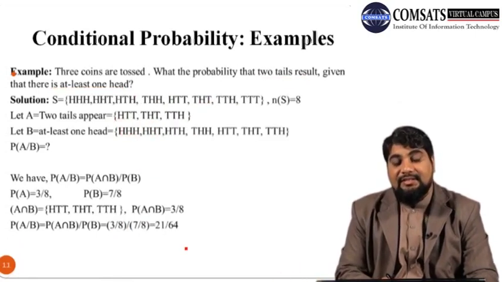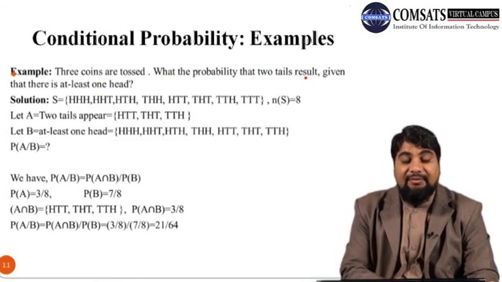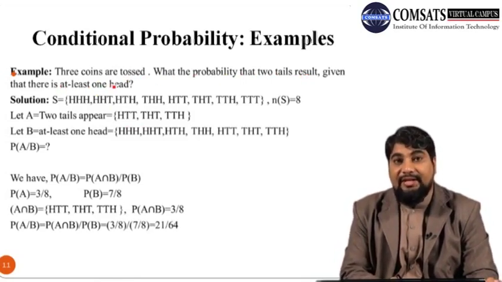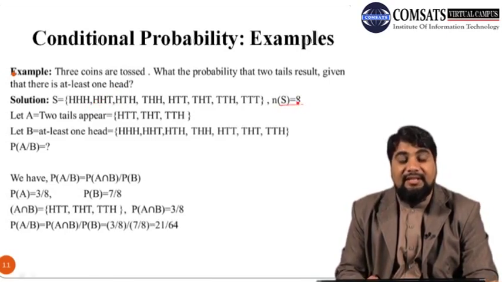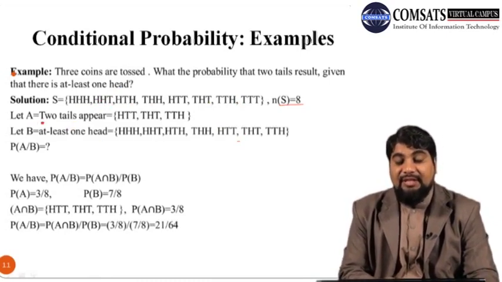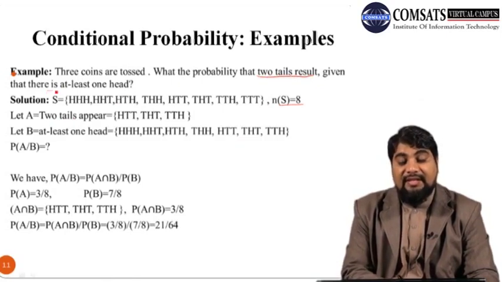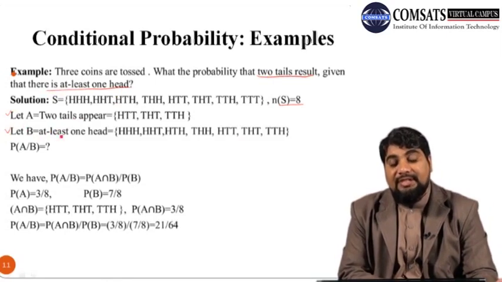So let us discuss another example. Three coins are tossed. What is the probability that two tails result given that there is at least one head? When three coins are tossed, we have this sample space. The total number of sample points is 8. So define the two events: Event A, two tails appear, and event B, there is at least one head.